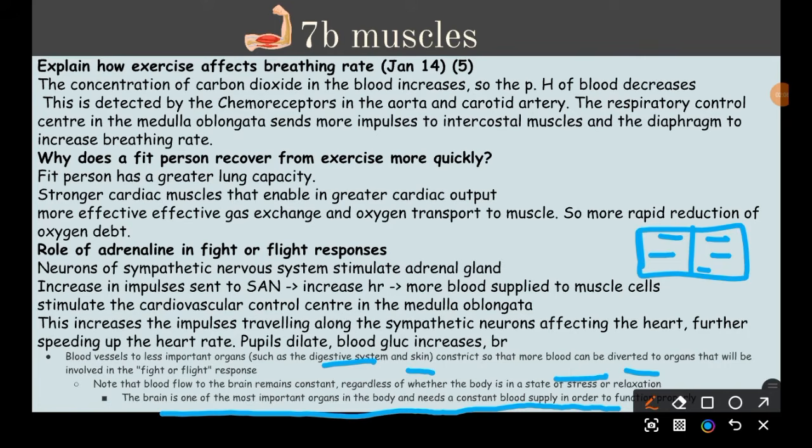Okay, so what does this adrenaline do in detail? Neurons of the sympathetic nervous system stimulate the adrenal gland, and then increase impulses sent to the SAN, which increases the heart rate, and more blood is supplied to muscle cells. This stimulates the cardiovascular control center in the medulla oblongata. It increases the impulses traveling along the sympathetic neurons, affecting the heart, which further speeds up the heart rate. And also pupils dilate, the blood glucose increases, and the breathing rate also increases.